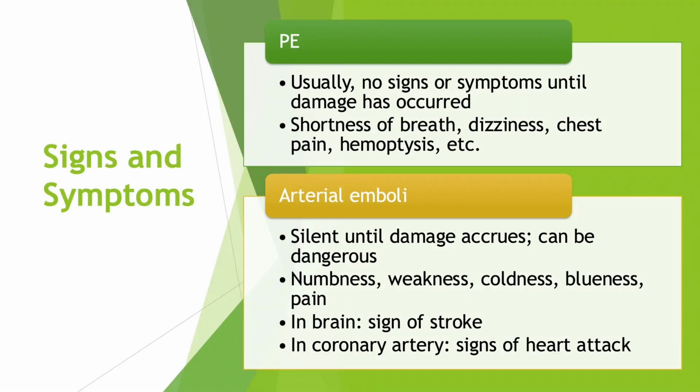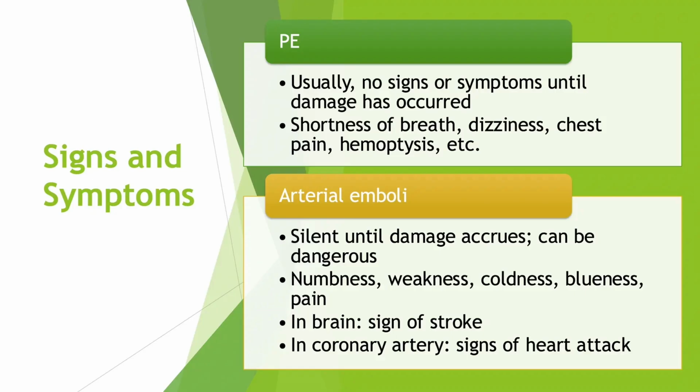The signs and symptoms differ between PE and AE. For PE, there are usually no signs or symptoms until damage has already occurred. When symptoms do appear, they include shortness of breath, dizziness, chest pain, hemoptysis, or coughing up blood, and other symptoms. AE are silent until damage accrues, which makes them particularly dangerous.